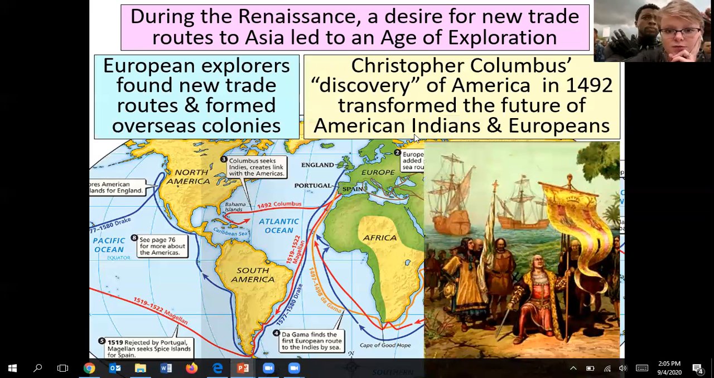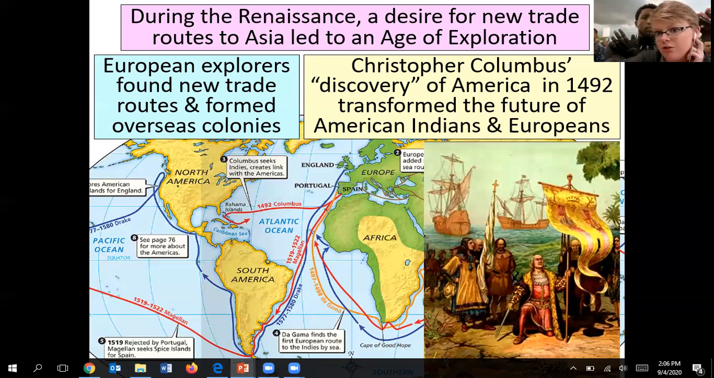So Christopher Columbus's discovery of America in 1492 transformed the future of American Indians and Europeans, because when he came over here, the Europeans started taking over the area and settling in colonies. They started colonizing the area because they realized it was rich in resources and gold and timber. There were foods that grew here that we didn't have in Europe. There were animals that were here that they didn't have there.